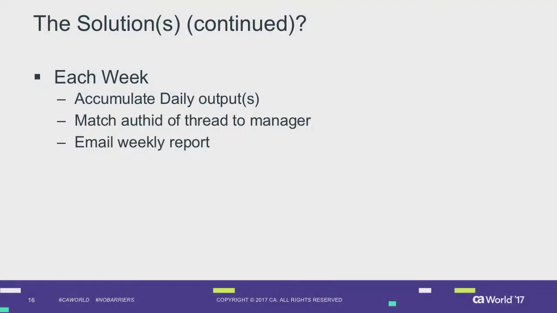Each week I accumulate the daily output. Luckily we have some information available to match the auth ID of the thread to that auth ID's manager. If the auth ID is not a real person but just an application ID, we have that same ability available. So we can send out an email to the manager saying, here are the transactions under your jurisdiction that need to be modified. And we email the weekly report. I don't want to bombard them every day because I just don't want them to delete the email as soon as they get it.